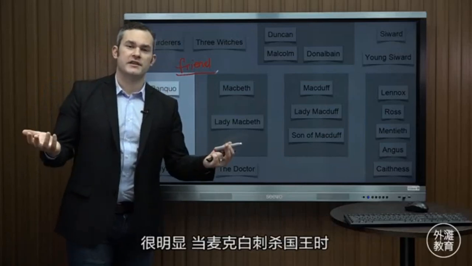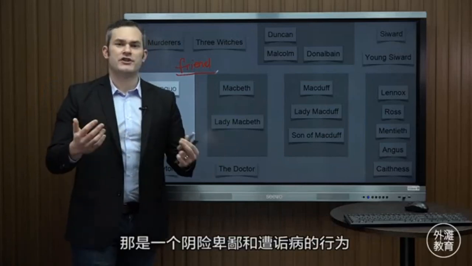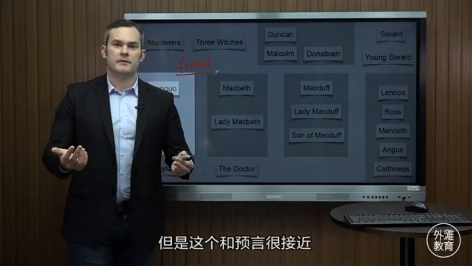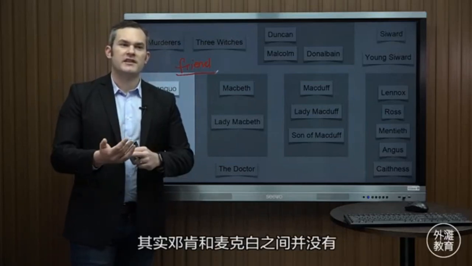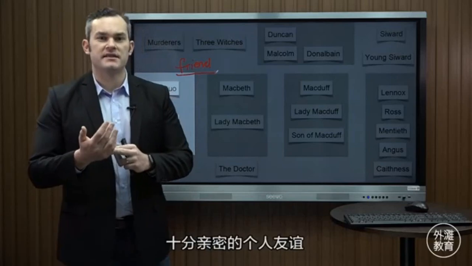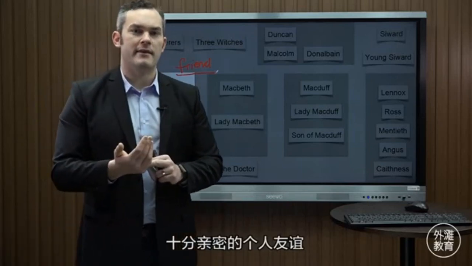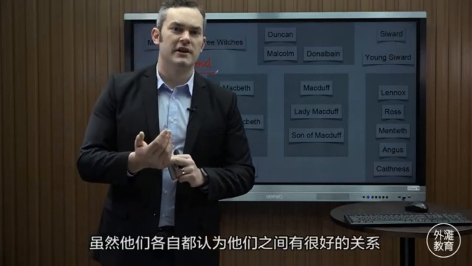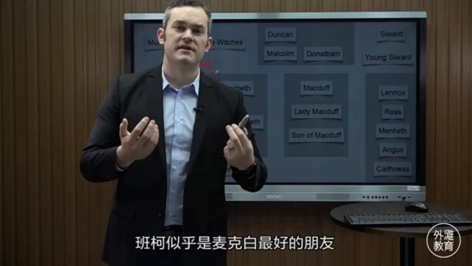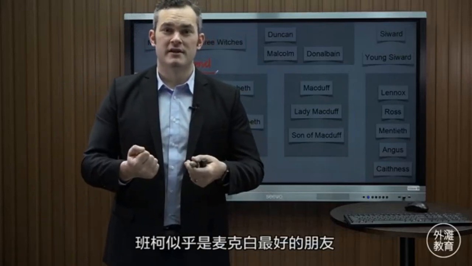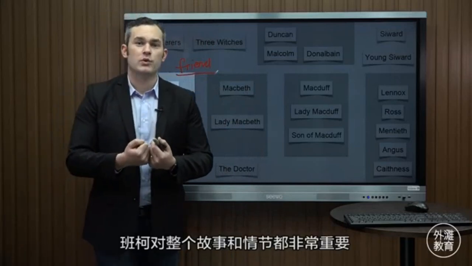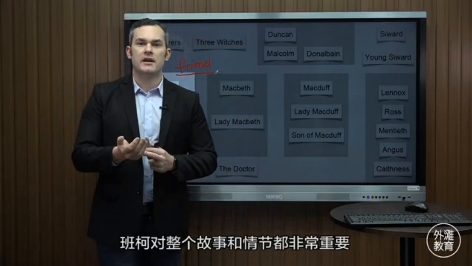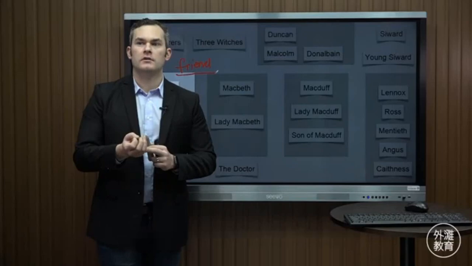I mean, obviously when he kills the king, that's a very treacherous and questionable act. But that's closer to the prophecy, and Duncan doesn't quite have an intense personal friendship with Macbeth, even if they do seem to have a pretty good relationship. Banquo seems to be Macbeth's best friend. So the idea of murdering your best friend is a horrible act, and Banquo is really important to the plot and the story of Macbeth overall.